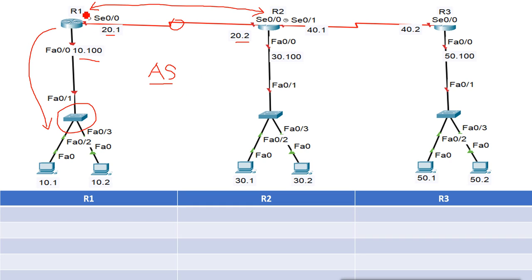Then the network where these two routers are connected must be in the same subnet. Same subnet means the same network, or if you are using subnets, they must be in the same subnet. So in this case they are in network 20. You can see it is 20 here and 20 here.